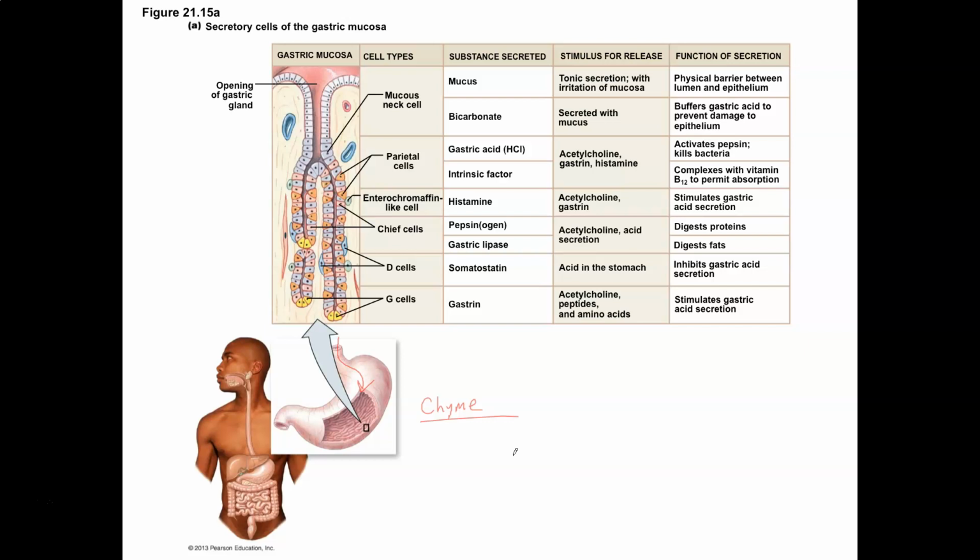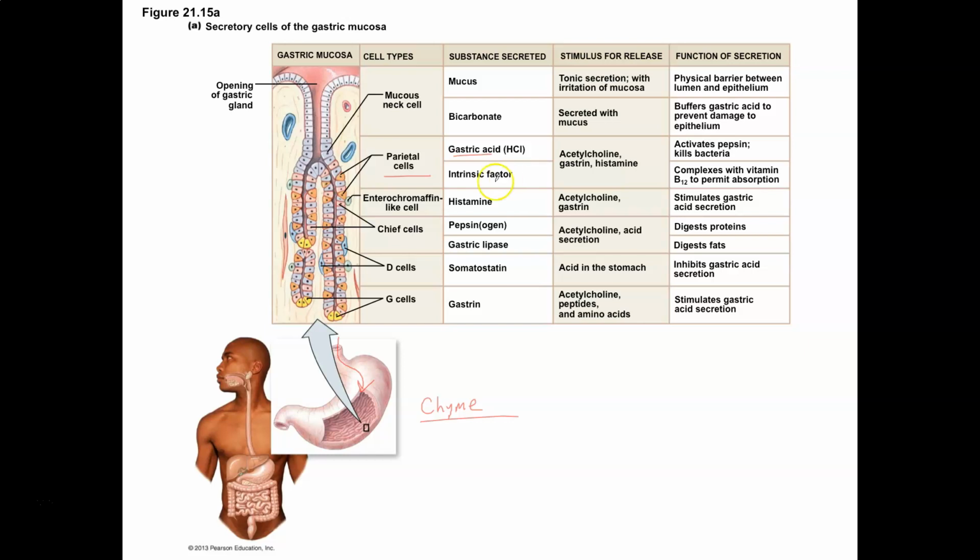So one of the cells to make note of is the parietal cells. The parietal cells are important in producing hydrochloric acid. So they produce the acid in the stomach that we use to kill bacteria and kill pathogens, but also is involved in some of the digestive process as well.